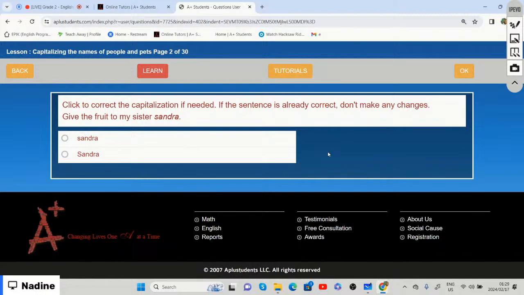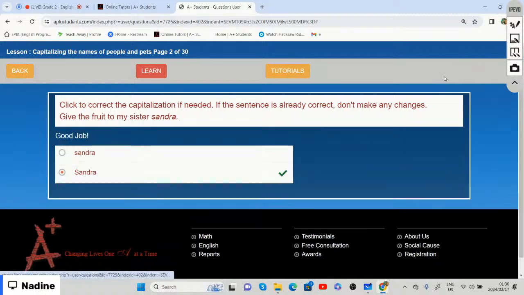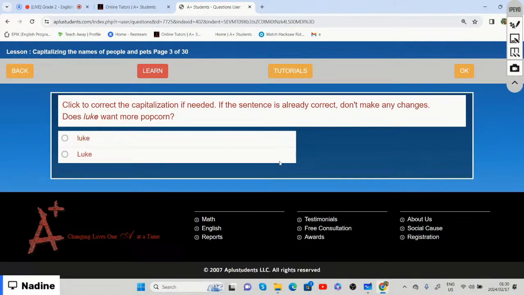All right, and we say, give the fruit to my sister Sandra. Sandra with a capital letter S. Right, so well done. Sandra with the capital letter S is correct.